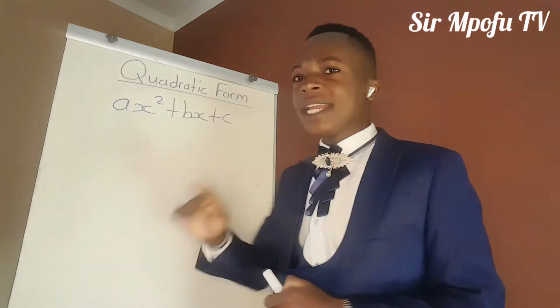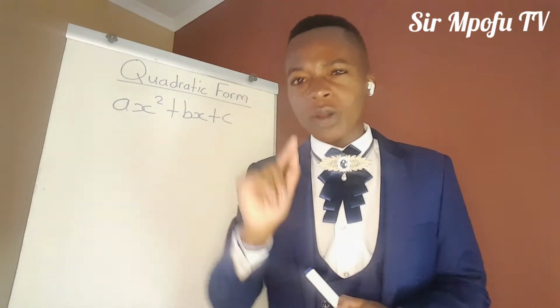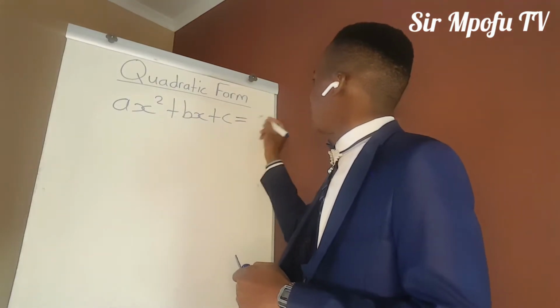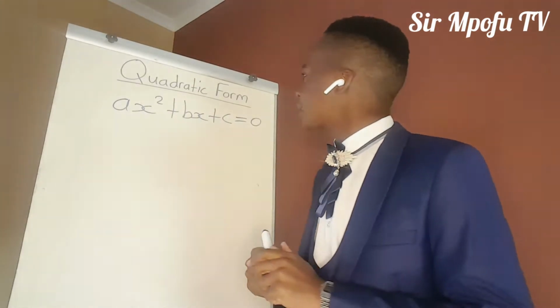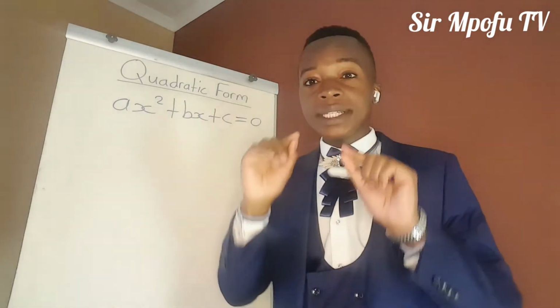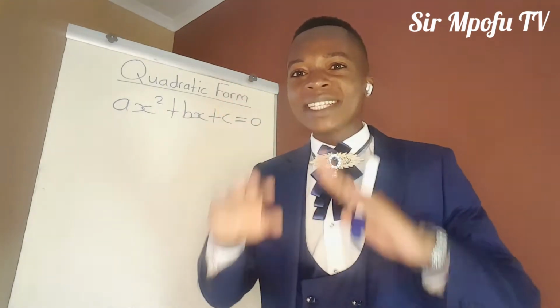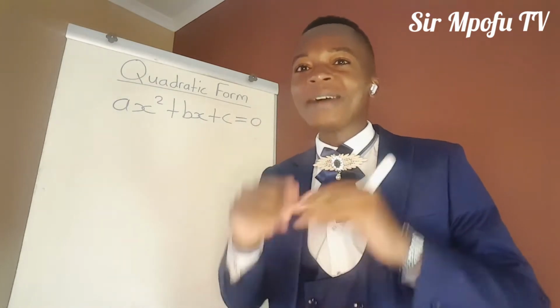The difference between expression and equation is very simple. Expression does not have an equal sign, but equation will be having an equal sign. For this to be equation, we just add equal 0. Now it's an equation. I know that you understand now the difference between expression and equation. Expression does not have equal sign. Equation does have equal sign.